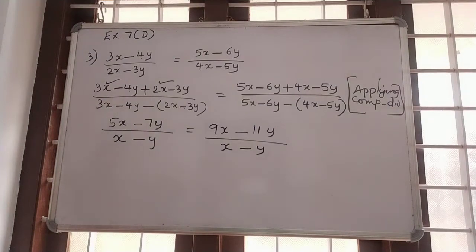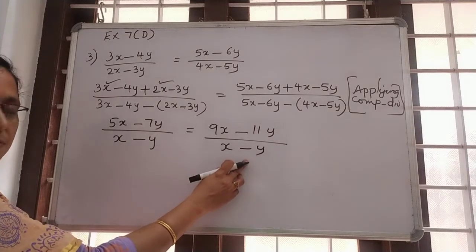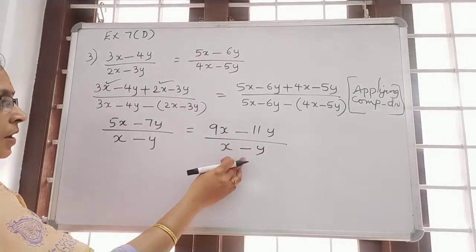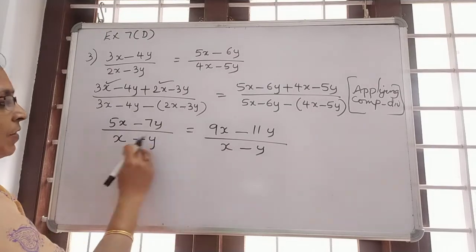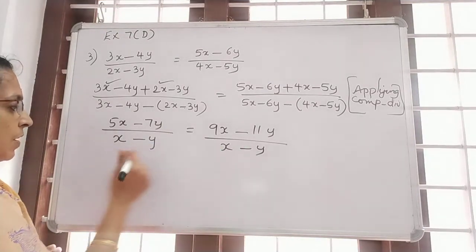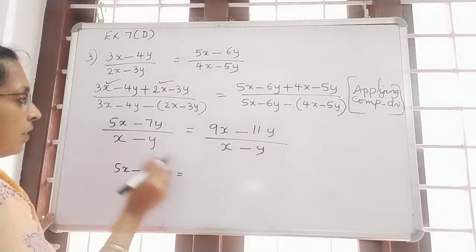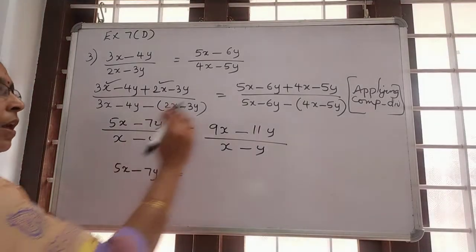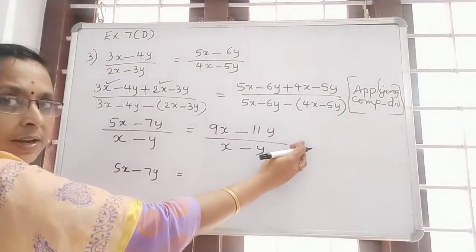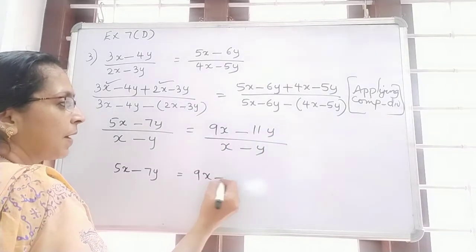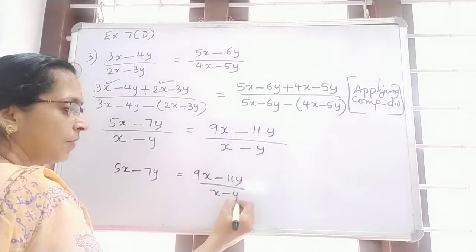I think up to this it is clear. So we can cancel this denominator x minus y, x minus y. If you take it to the right side, it will automatically cancel. Understood? Why are we cancelling these two? Because if we keep it alone, the denominator, when it comes to the right side, division will become multiplication. That means 9x minus 11y divided by x minus y is already there.